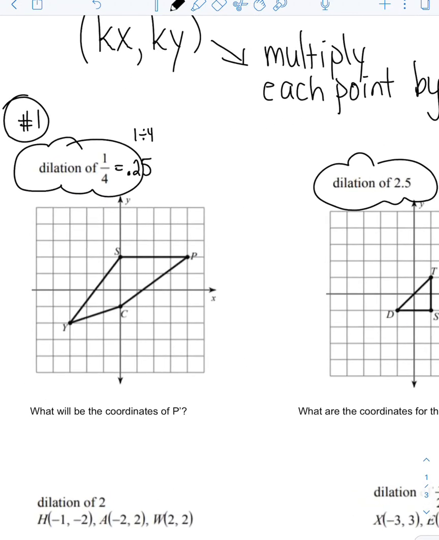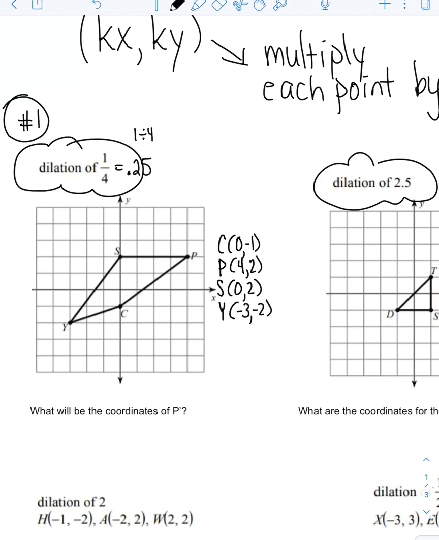So let's take a look at C. I'm going to write these down. C is at 0, -1. You write these down as well. P is at 1, 2, 3, 4, over 4, up 2. S is at 0, 2. And Y is at -3, -2.